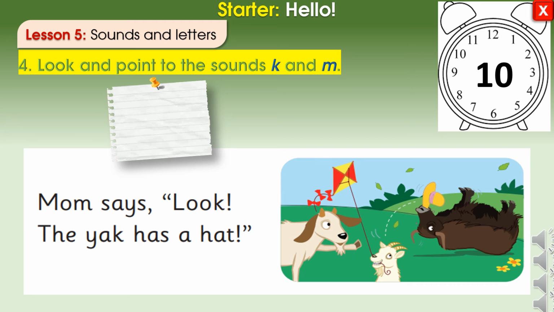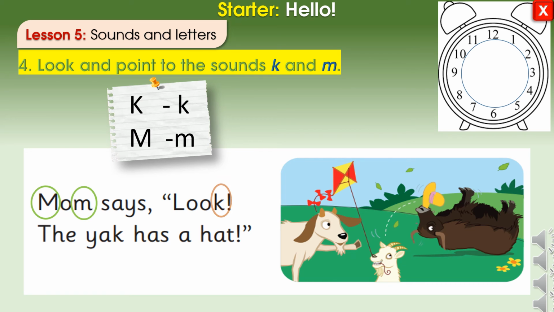Now you look and point to the sound K and M. You read the sentence. Mom says, look, the yak has a hat. Where is M and where is K? Now choose. Remember, K, K, K, K and M, M, M, M. Finish, everybody. Let's check together. M, M, K, K. Who have the same answers? Raise your hands. Good job.